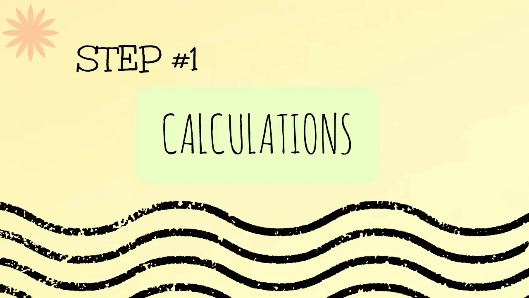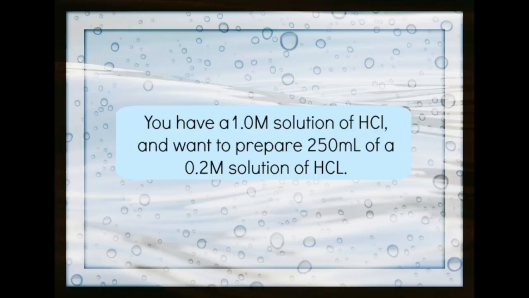Ooh, can you show me how to do it? Okay, there are 3 main parts to the dilution process. Step 1. Calculations. For example, you have a 1.0 molar solution of HCl and want to prepare 250 milliliters of 0.2 molar solution of HCl. You can determine how much HCl and water you need for the dilution by doing the calculations.